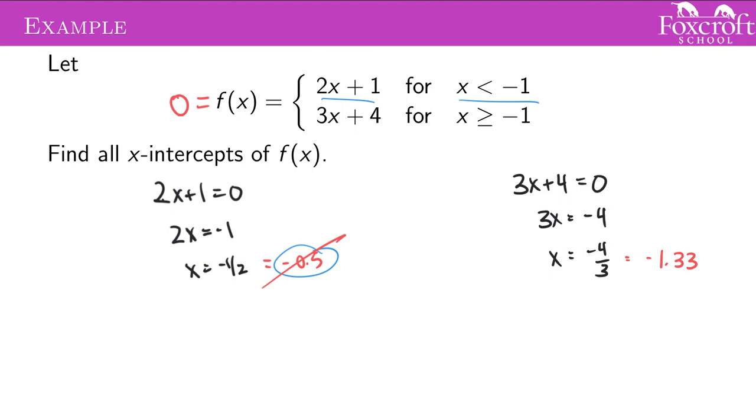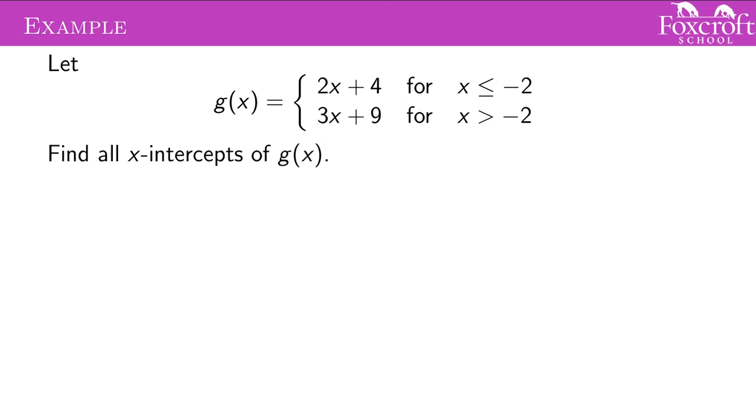And for the other one, 3x plus 4, that x-intercept occurs at negative 1.33, but negative 1.33 is not greater than negative 1. So this one is also not a real x-intercept, because the place where it would happen is not where I'm actually using the bottom rule. So actually this piecewise function has no x-intercepts.